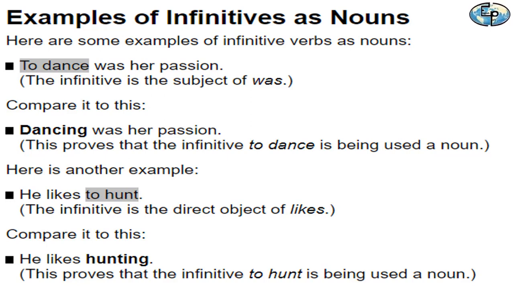Here is another example. He likes to hunt. The infinitive is the direct object of likes. Compare it to this: He likes hunting. This proves that the infinitive to hunt is being used as a noun.